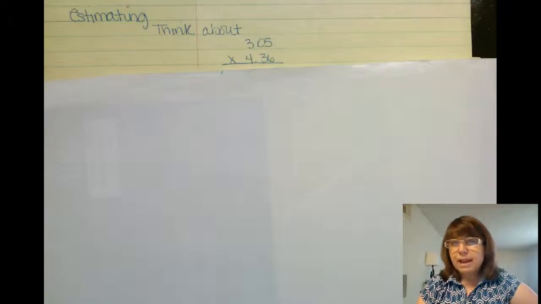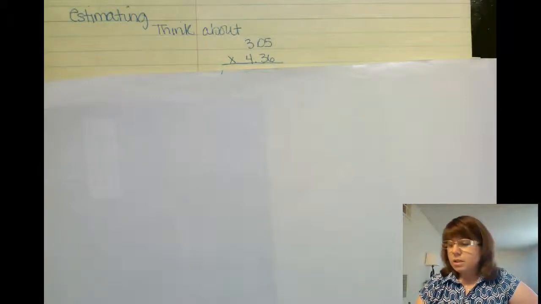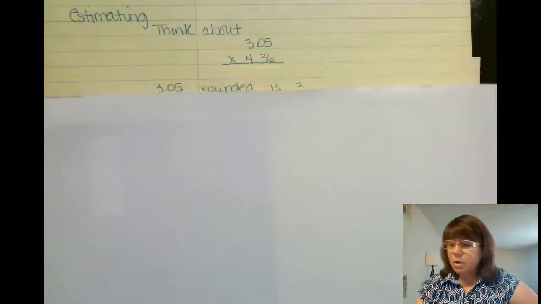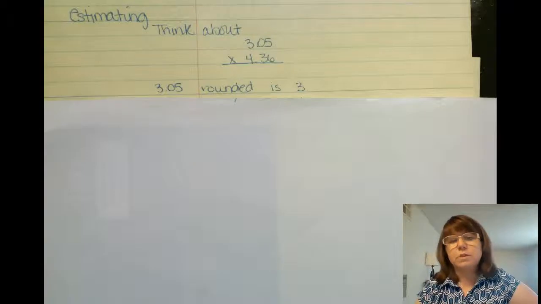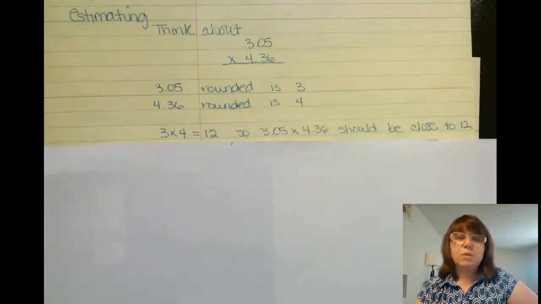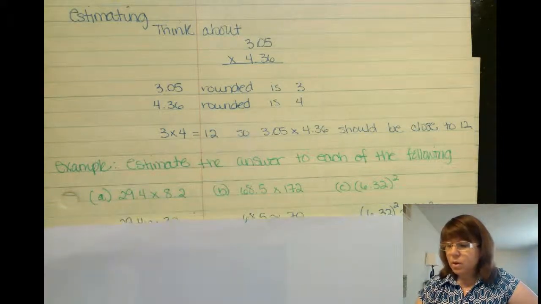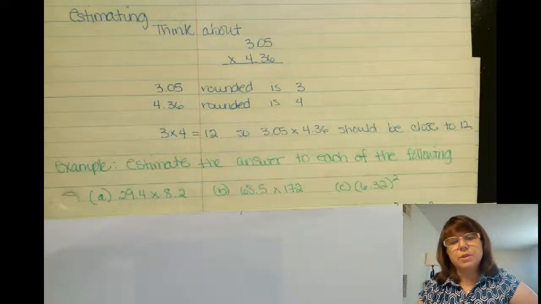And so let's take a problem and estimate what the answer is going to be close to. Here's a problem, 3.05 times 4.36. Well, if I round 3.05 to the nearest whole number, I get 3. And if I round 4.36 to the nearest whole number, it's going to be 4. And 3 times 4 is 12, so 3.05 times 4.36 should be close to 12. So let's estimate what each of these problems are close to.